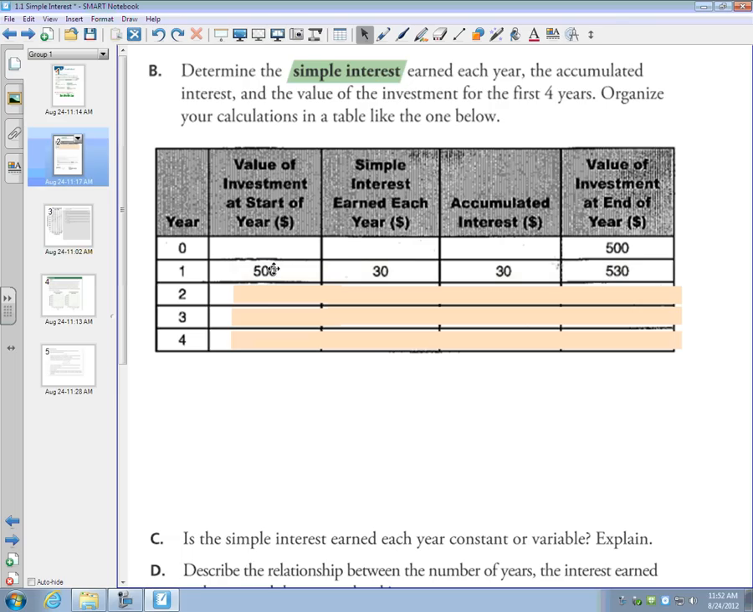Year 2, their investment is worth $530, so we've carried that over. The interest they make is still only on that $500. They only make $30. So in total, they've made $60, and the total of their investment is $560. Continuing on, $560, we add another $30 onto that. We get $90 total, $590, and we'll continue in year 4.